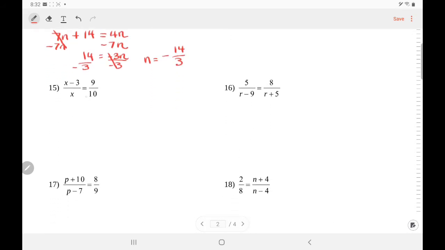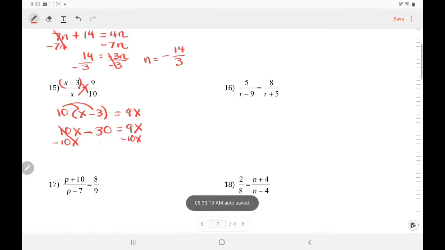Number 15, let's go this direction and parentheses so we can distribute the 10. X minus 3 equals 9 times x. Distribute your 10. So 10x minus 10 times 3 is 30 equals 9x. I want to isolate the x's, so I am going to move the 10 using opposite operation to the right side so that x's are gone from the left and they're all on the right.